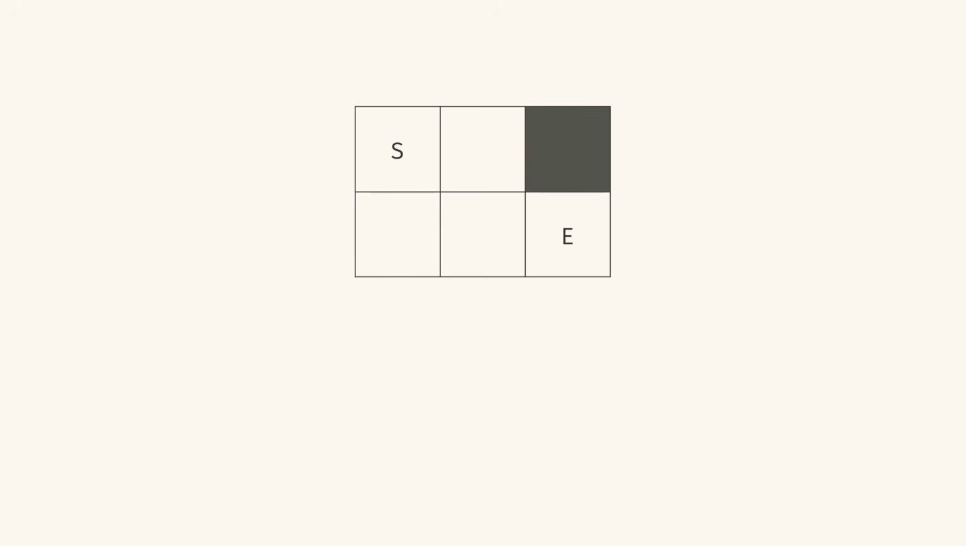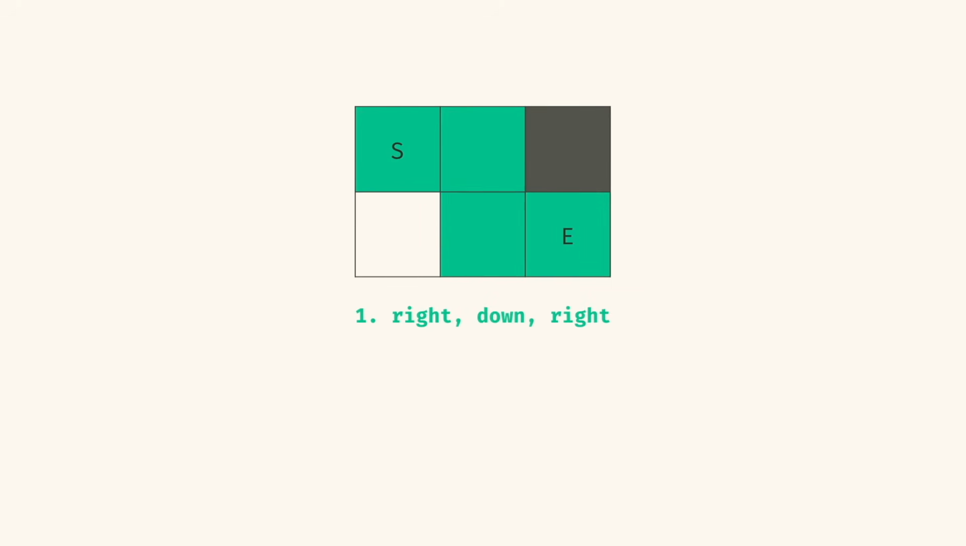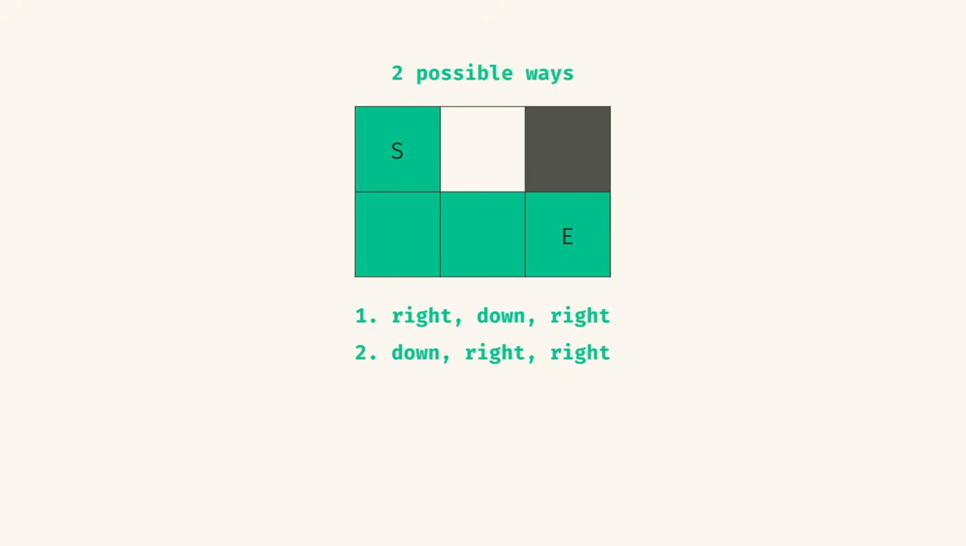So if I had a wall like this in the top right corner, then one way to travel through the grid would be right, down, right, and the only other way would be down, right, right. So let's trace through the strategy for this one by looking at a larger example.